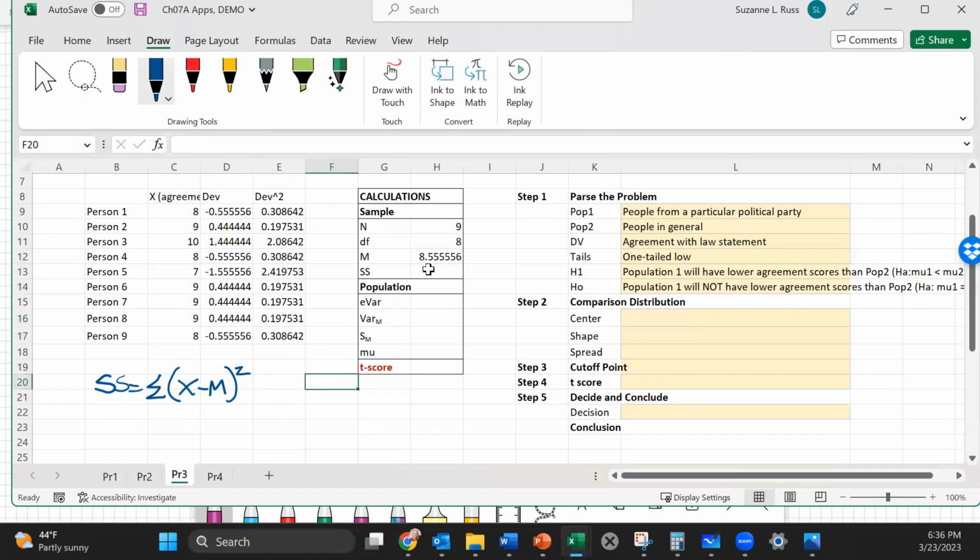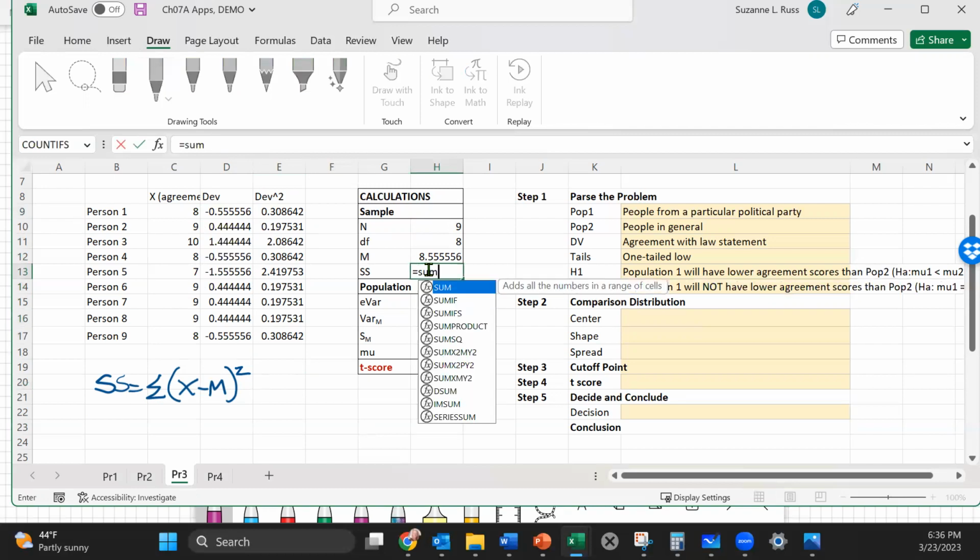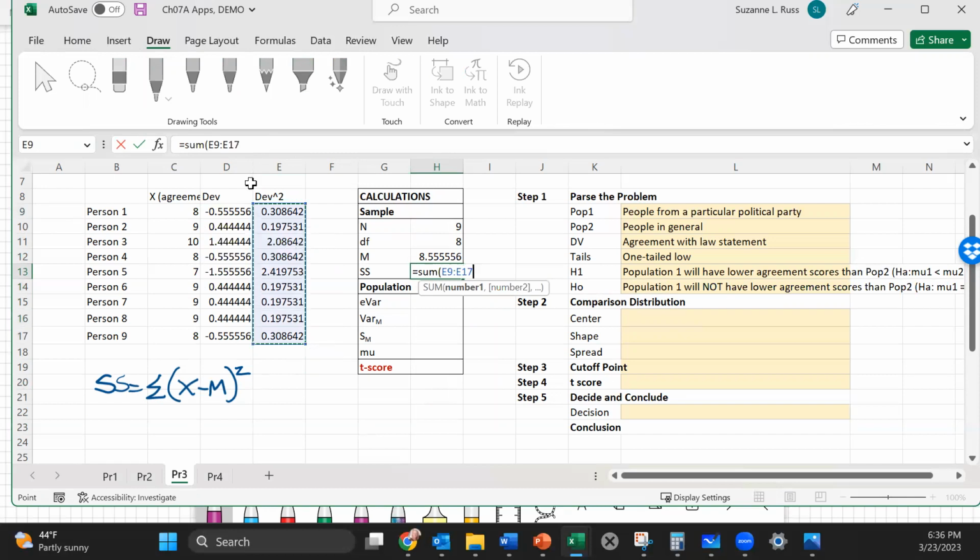All I have to do to get my sum of squares is sum those. So I'm going to type equal sum, and I'm going to select these cells to sum the squared deviations and hit enter.